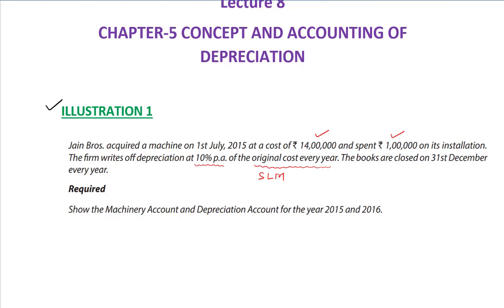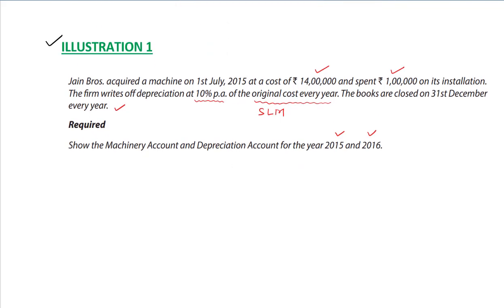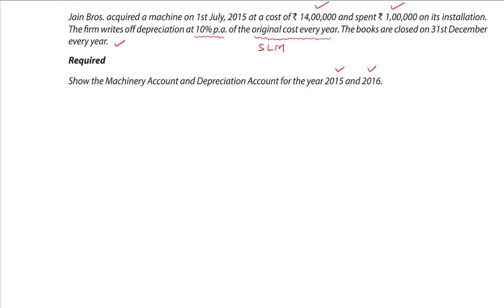The books are closed on 31st December every year. What is required in the question? Show the machinery account and depreciation account for 2 years, that is 2015 and 2016. I believe you understood the question. Let us try to make the machinery account for these 2 years first. Solution. Machinery account.